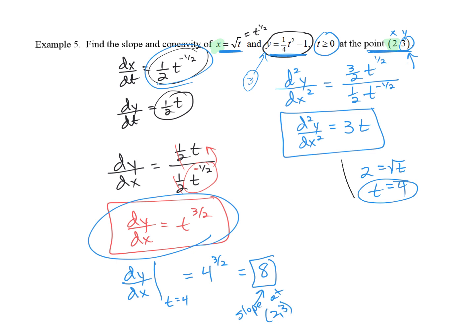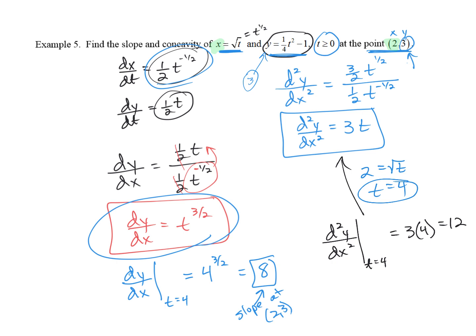Okay, then we'll come over here to this guy, and we're going to do the second derivative at, whoops, I put the 2 in the wrong spot. There we go. At t equals 4, or at the point (2, 3), and that is equal to 3 times 4, which is 12. So that's my second derivative. Did I answer the question then?